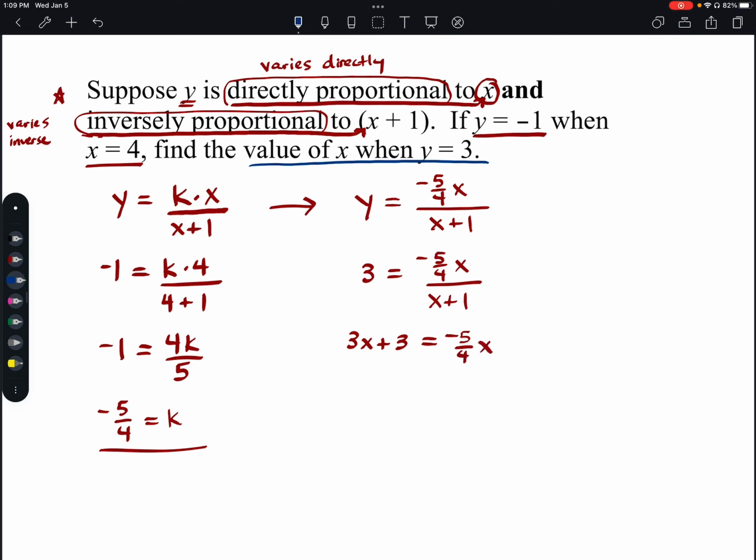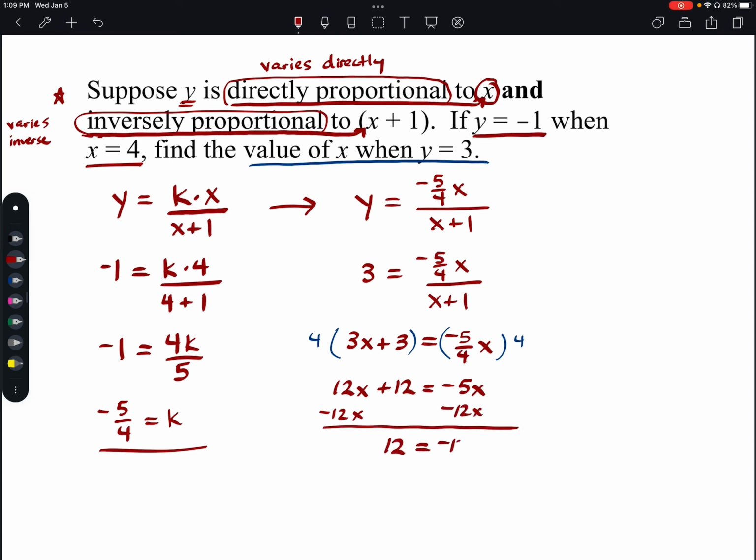I'd take that and say, hey, let's just go ahead and multiply everything by 4 to get rid of the fraction. Just make it a little bit easier. So we've got 12x plus 12 is equal to -5x. I'm going to subtract 12x. Right, this is just the basic algebra part of it. And then we get that x is going to equal -12/17. And that is our answer.